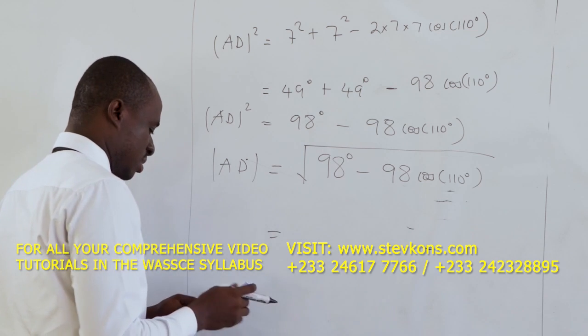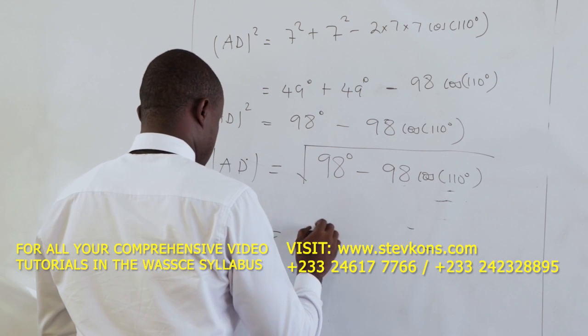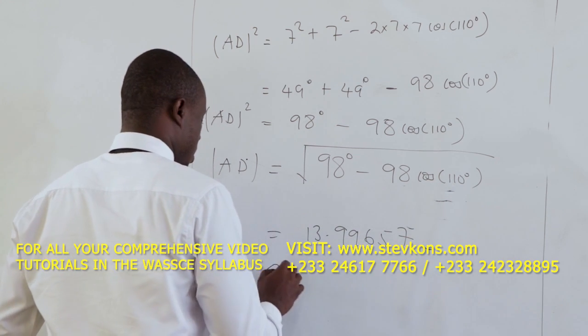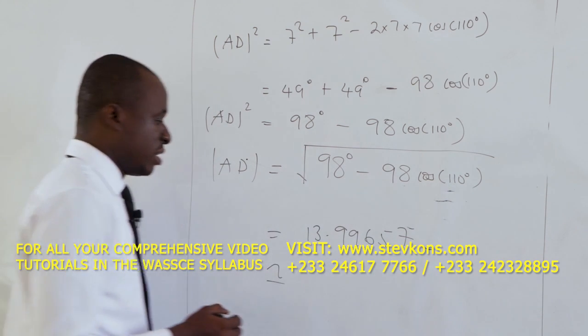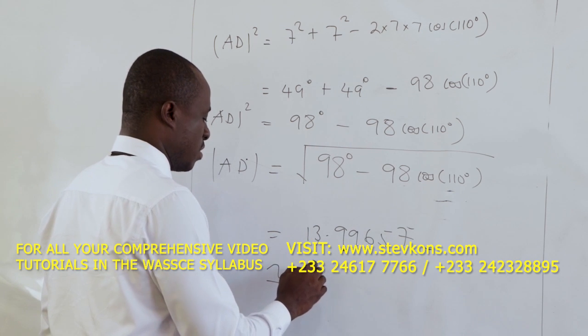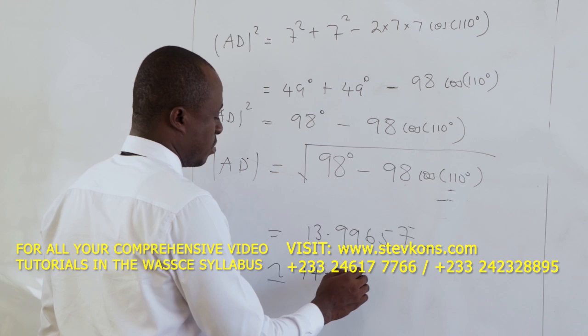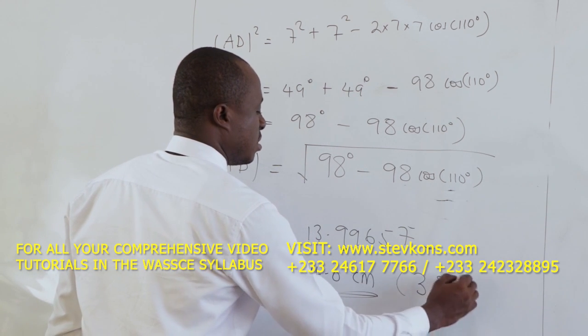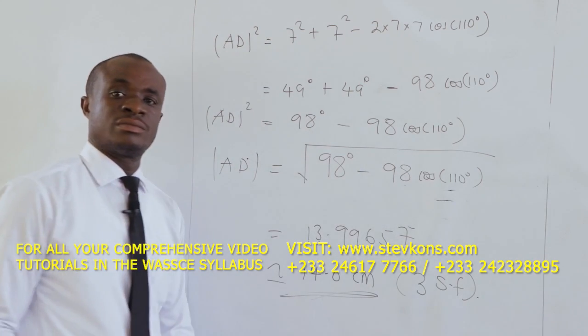And finding this, we are getting 13.99657. But then the question says to three significant figures. This is the first, second, third, but this will change this. And this can be changed. So we have 14.0 centimeters. This is three significant figures.